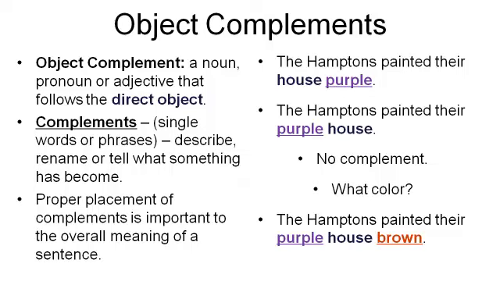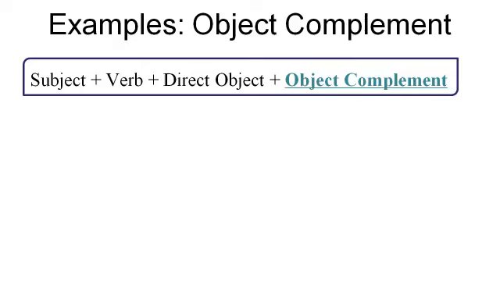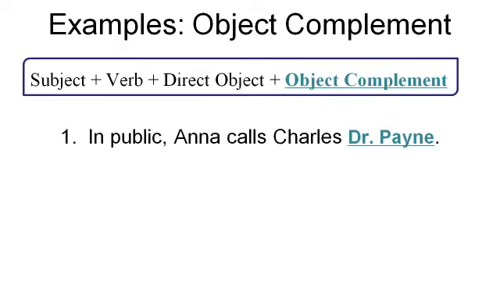Okay, let's move forward. Let's take a look at some examples of object complements. Here's the pattern. You have the subject, the verb, the direct object, and then the object complement. In public, Anna calls Charles Dr. Payne. Anna is the subject, calls is the verb, Charles is the direct object because Anna calls who? Anna calls Charles. He receives the action of the verb calls, so Charles is the direct object, and Dr. Payne is the object complement.